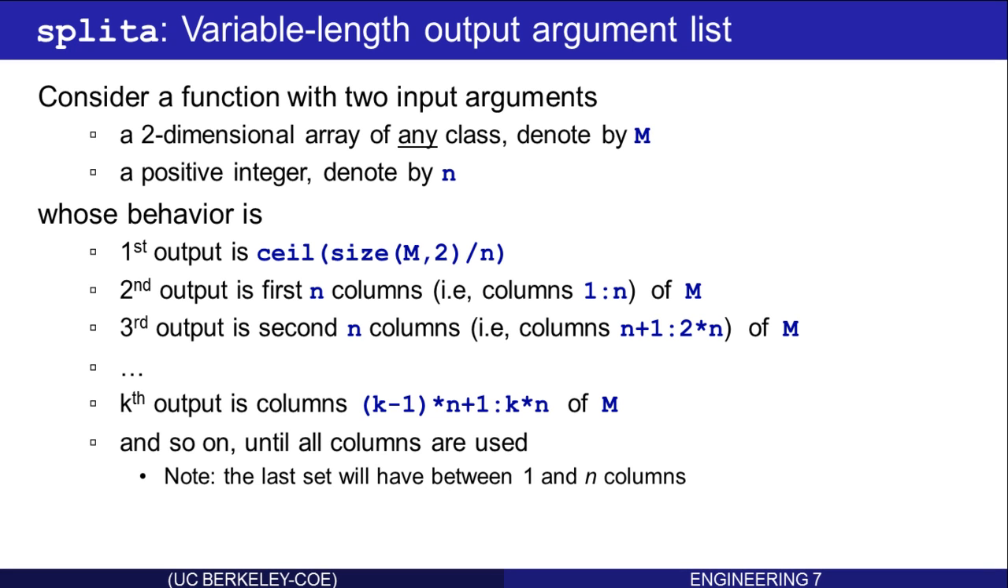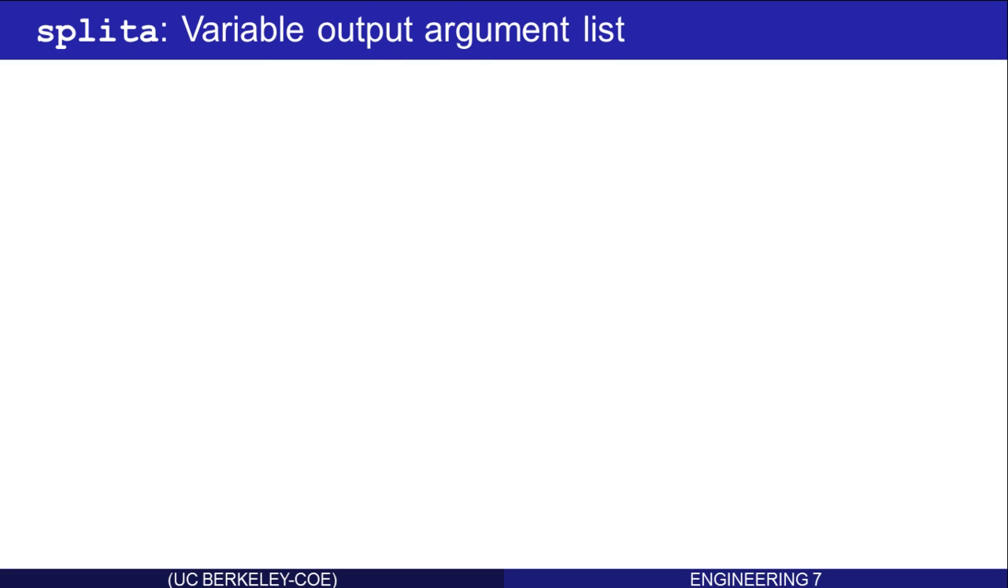Clearly, this calls for a variable length output argument list, since there's no way to tell a priori how many outputs there will be. It really depends on the column dimension of M and the positive integer N, which dictates how large the groups are. Let's go through the actual code for splita.